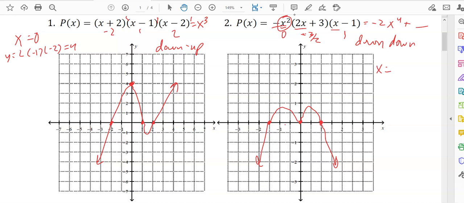So if x equals -1, it would be -1 squared times 2 times -1 plus 3 times -1 minus 1. So that would be -1 times, this is -2 plus 3 is 1. -1 minus 1 is -2. So that's going to be a positive 2, it looks like. So if I plug in -1, I get a +2. So it does go through that point right about there.